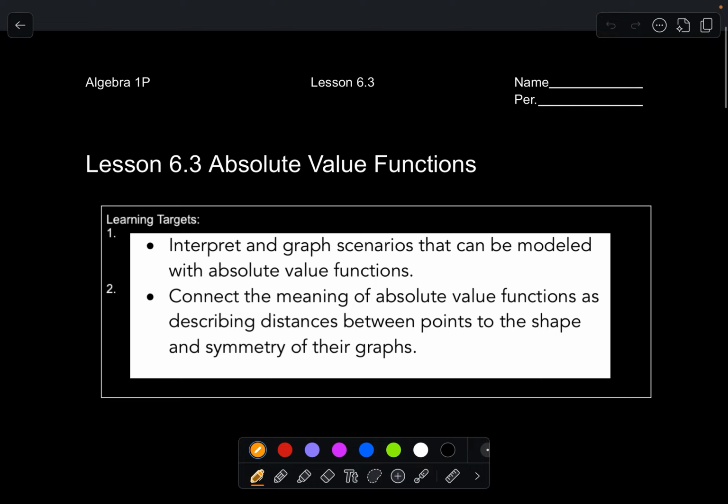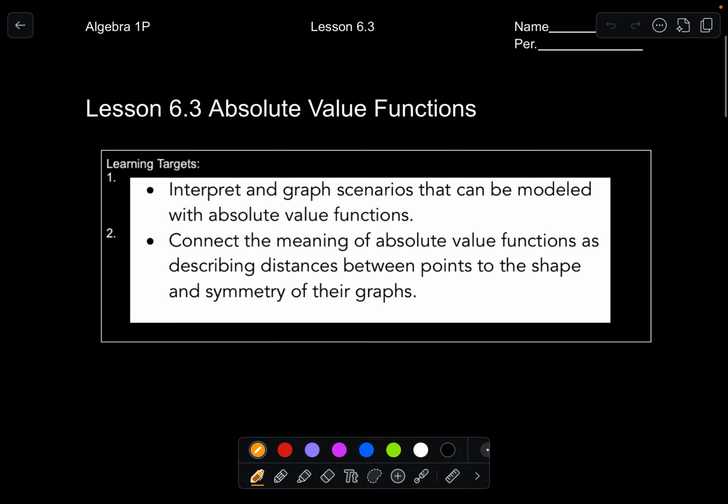What we're going to do is the learning targets: we're going to interpret and graph scenarios that can be modeled with absolute value functions. We're also going to connect the meaning of absolute value functions as describing distances between points to the shape and symmetry of the graphs.